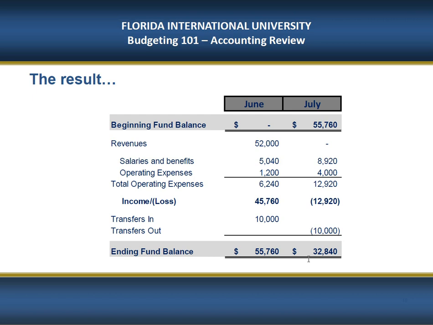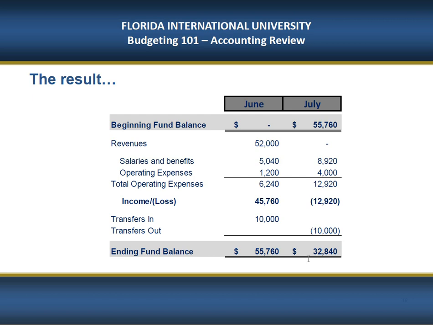So in the month of June, our beginning fund balance was $0. We had revenues of $52,000. We collected those revenues in July, but no matter, we still recorded the revenues in June. We had salaries and benefits of $5,040, operating expenses of $1,200 for the laptop. That gave us net income of $45,760 for the month of June.